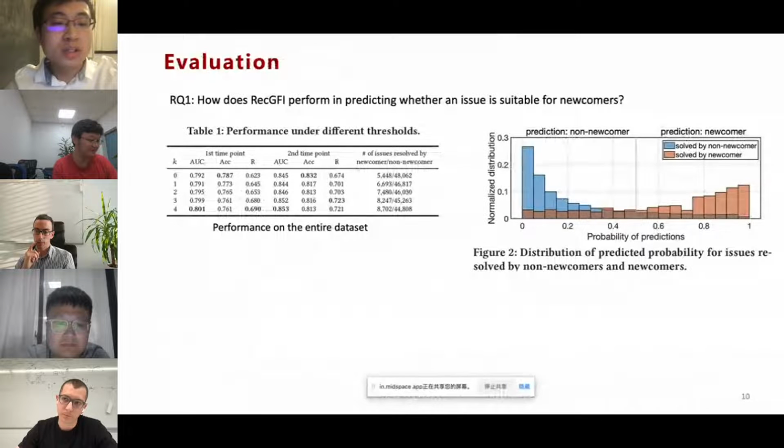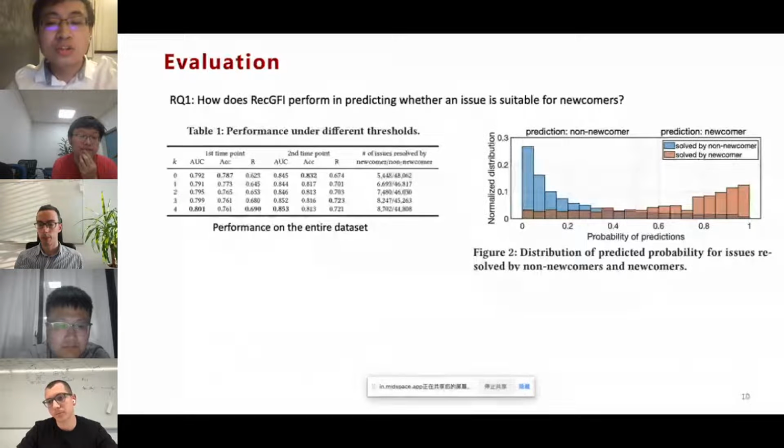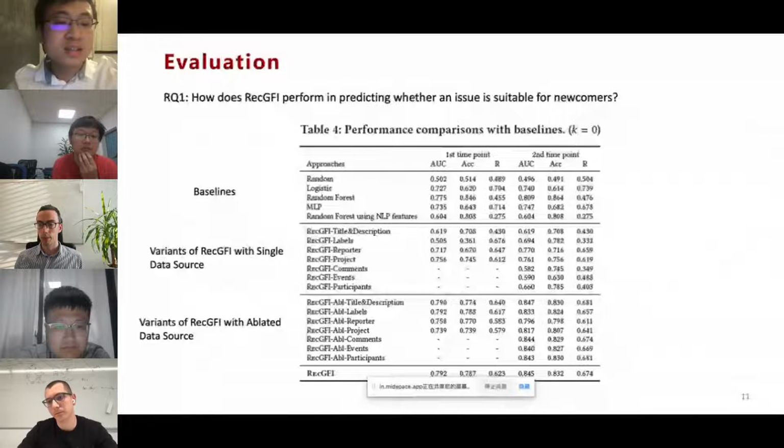In research question 1, we examine the model performance. Table 1 shows the performance under different thresholds. The model achieves more than 0.8 AUC for the second time point. Figure 2 shows our model distinguishes issues well. Then we compare baselines and variants of our model. Our model achieves the best performance with XGBoost, and the reporter-related features seem to be the most important indicators.